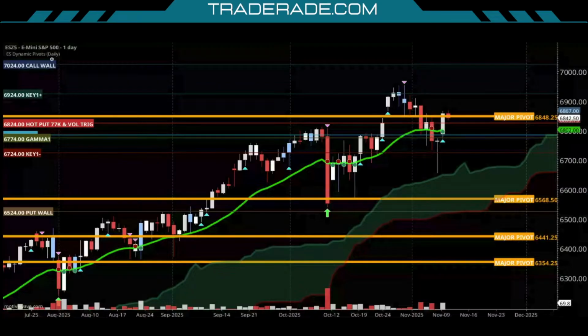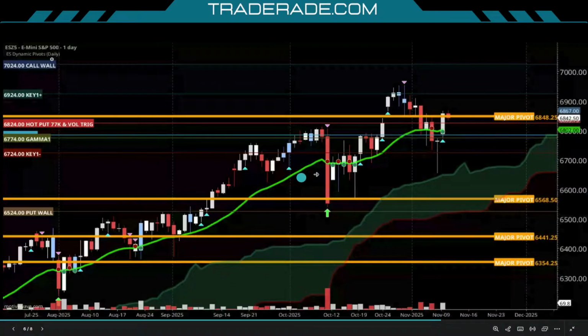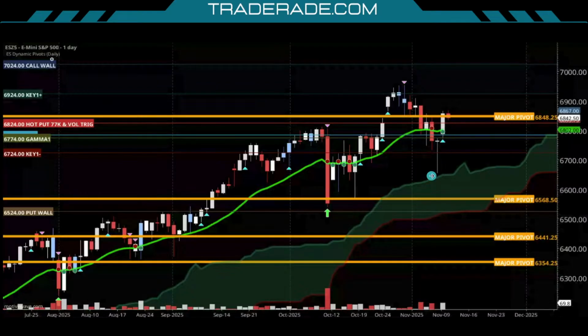So I feel like we have a similar setup that we had back in October. Of course, it's not quite as much volatility to compress, but it's still, I think, a good setup to continue to make a new all-time high. And it looks like around 7,000 or higher is likely where that move would cap out.